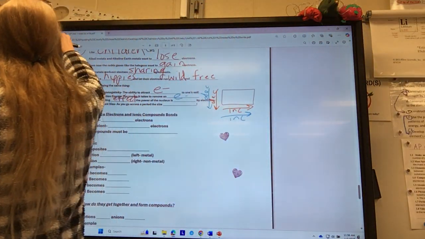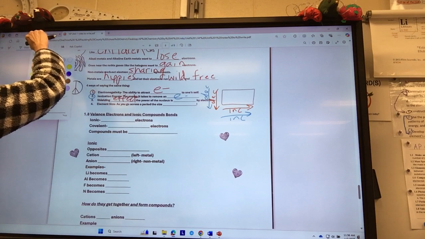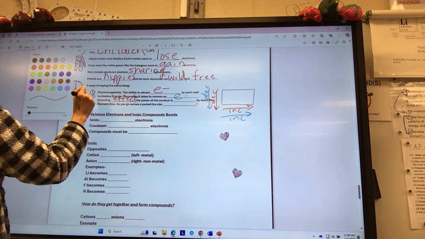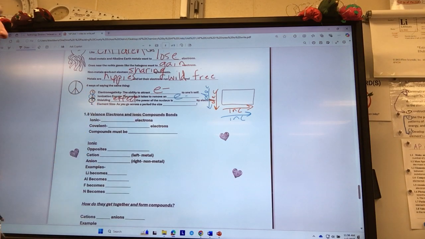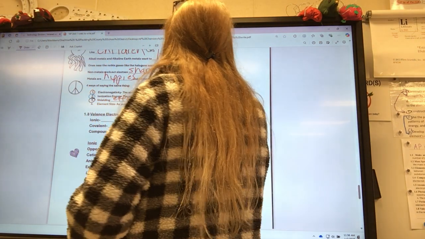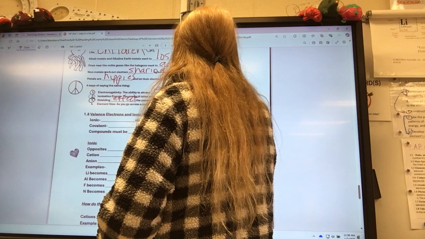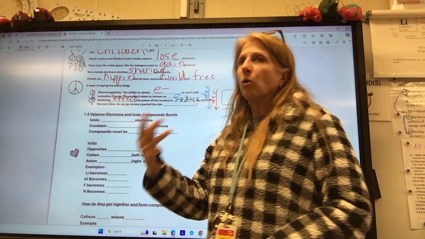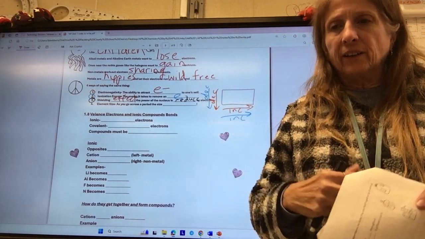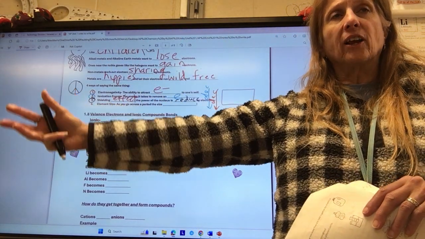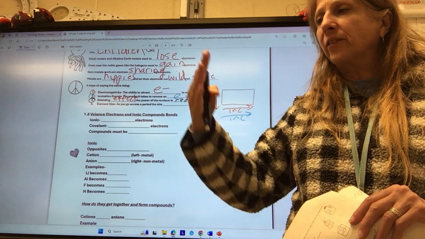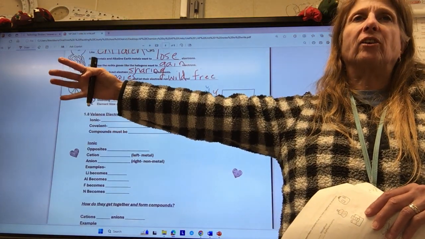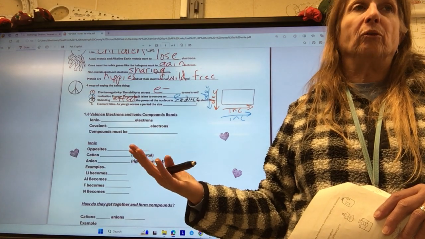The next one is called shielding effect. For shielding effect, we'll go with brown. Okay? Shielding effect is the power of the nucleus is reduced by electrons. So what that means is, that whole Coulomb's law, the nucleus exerts a power on the electrons, pulling them to themselves. But if there's a whole bunch of electrons in between the nucleus and a far out electron, that power is going to be reduced.